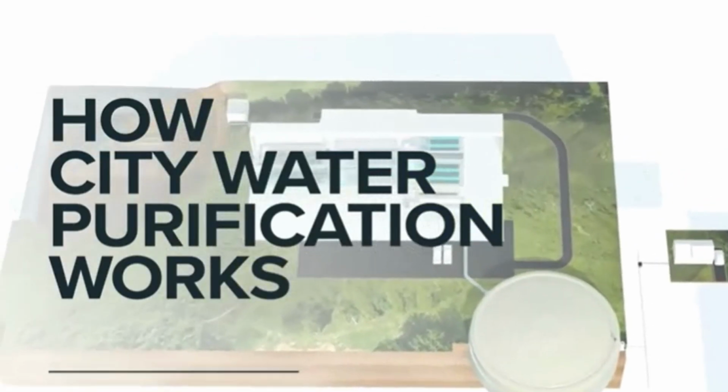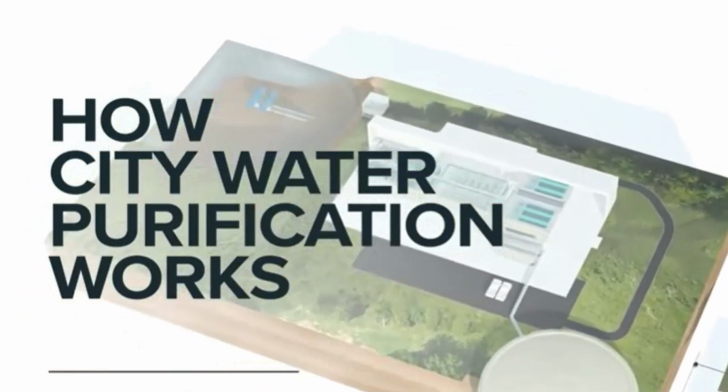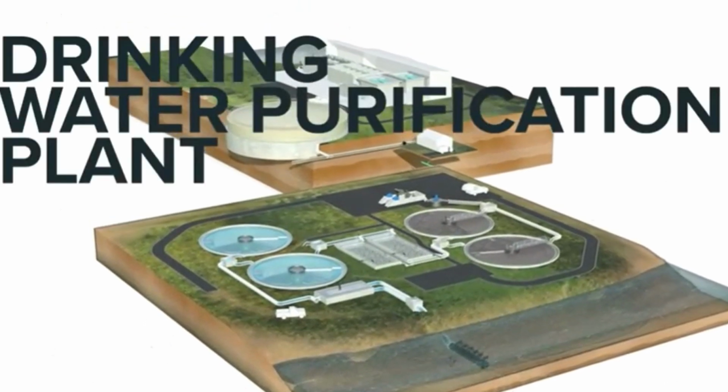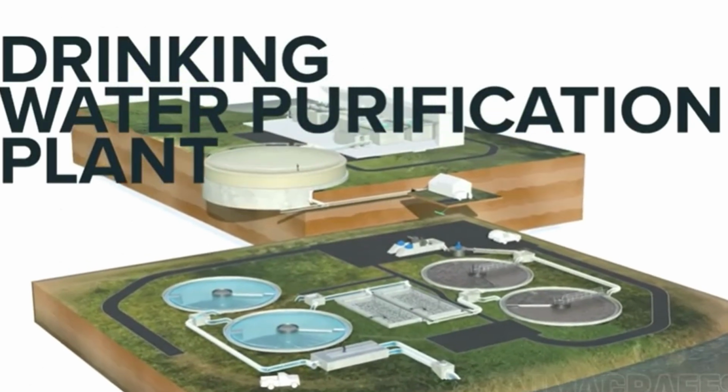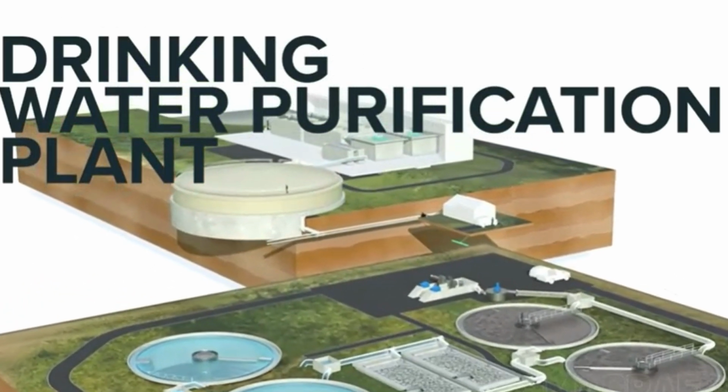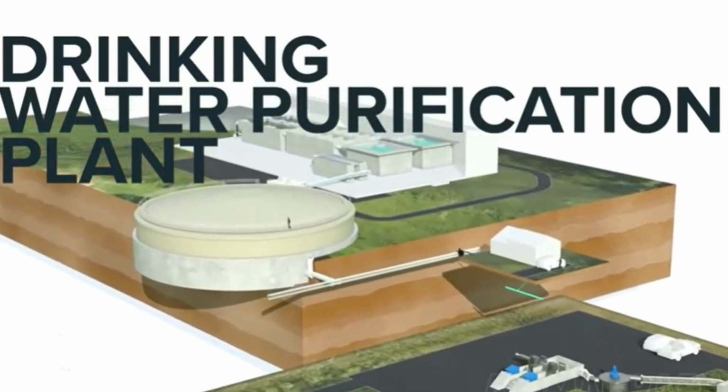And this is how city water purification works. Let's start with drinking water, which comes from surface sources like rivers, lakes, and reservoirs, or from underground wells or springs.